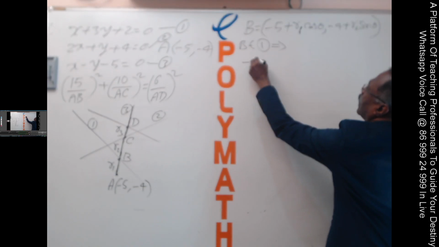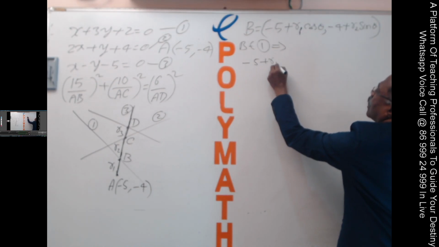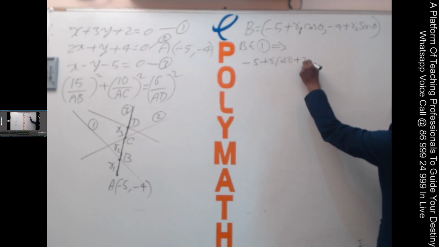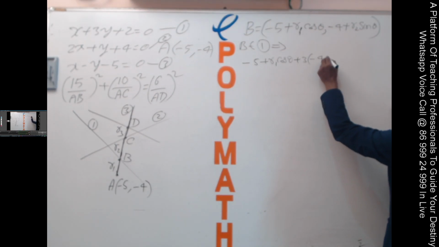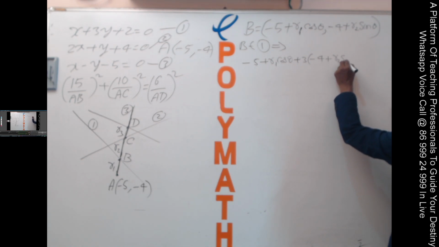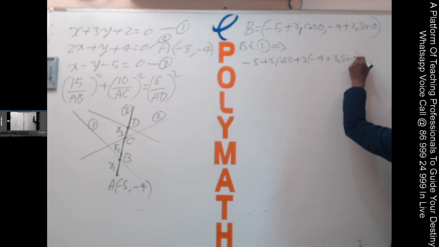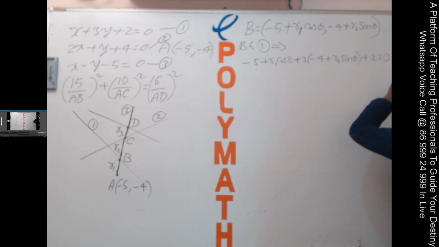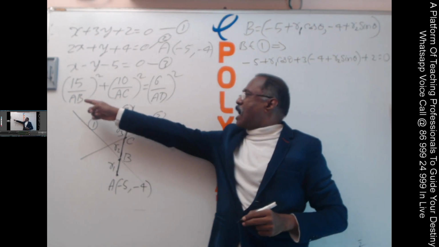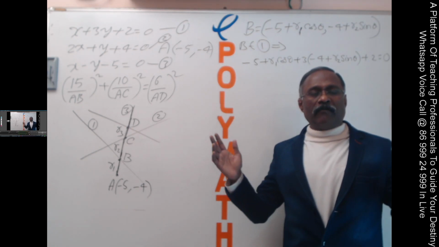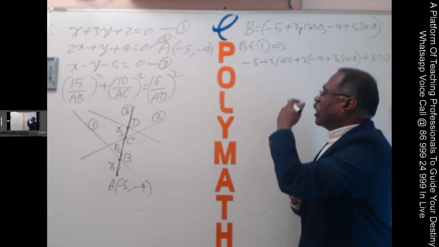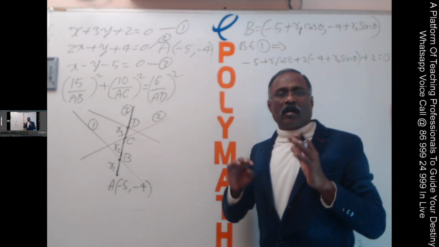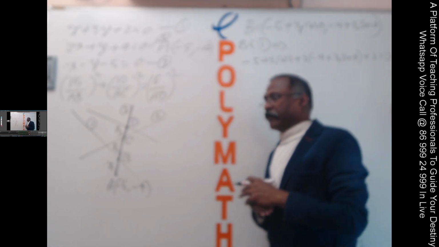Let us substitute. This is minus 5 plus R1 cos theta plus 3 into minus 4 plus R1 sin theta plus 2 equal to 0, from which I need R1. After working out this, you will automatically understand what is AC and what is AD. That means R2 and R3.